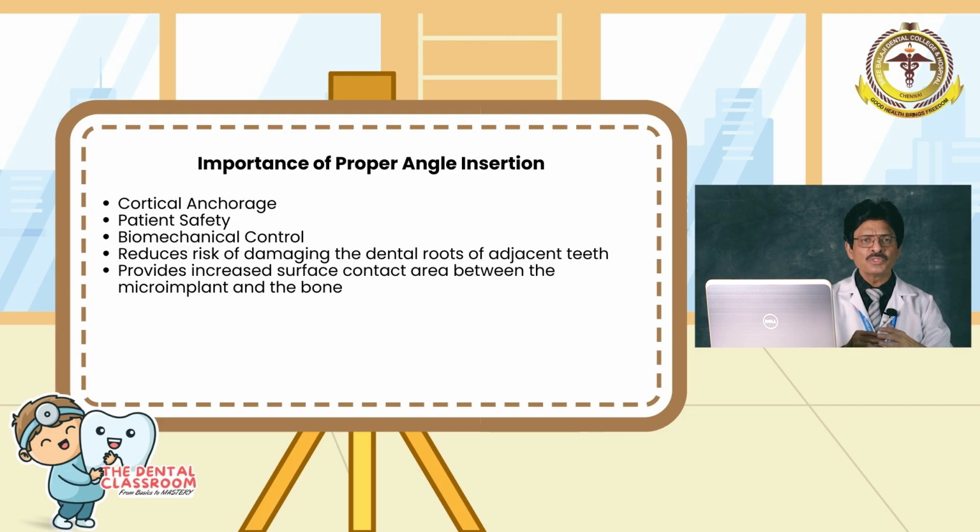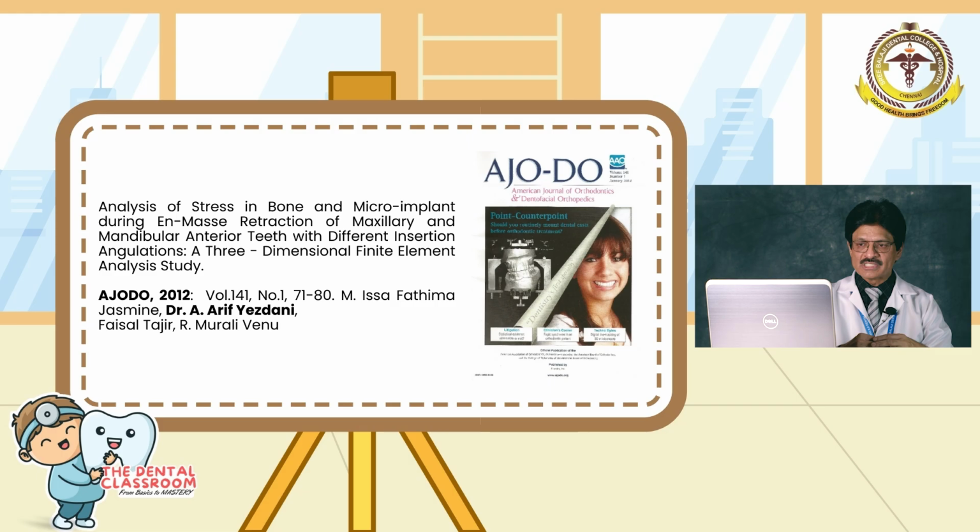Now we have spoken about so many types of paths of insertion. In the insertion we said it could be 30 or 45 or 60 or 90. So we did a small study where we analyzed the stress in the bone and in the microimplant during en masse retraction of maxillary and mandibular anterior teeth with different insertion angulations. This was a 3D finite element analysis study. This was published in the American Journal of Orthodontics and Dentofacial Orthopedics in the year 2012.